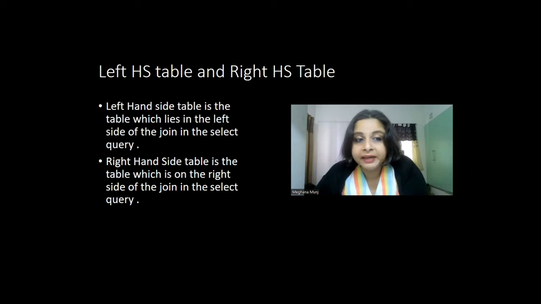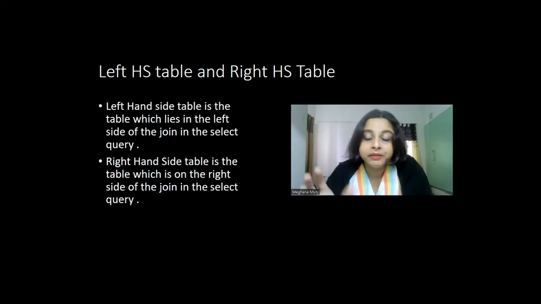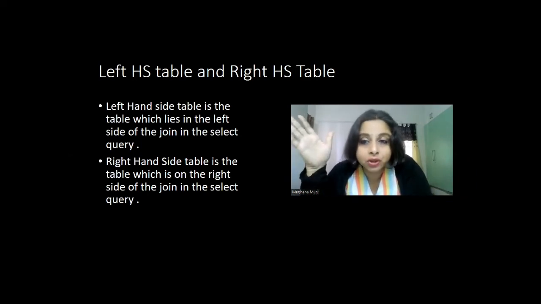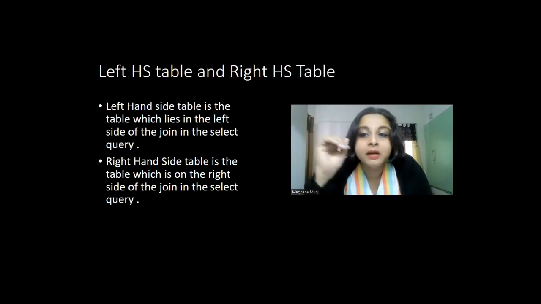And then you have a right hand side table. It is the table which is on the right hand side of the join when you write the select query. So it is called as the right hand side table. So this is very important to understand the left outer join.